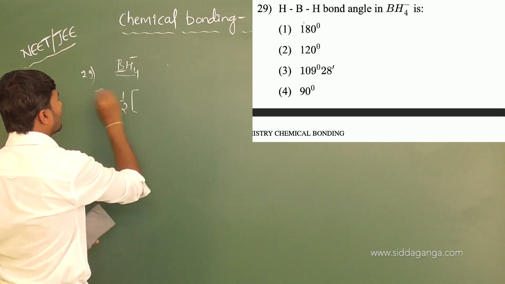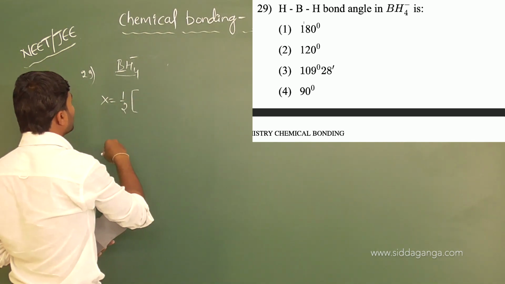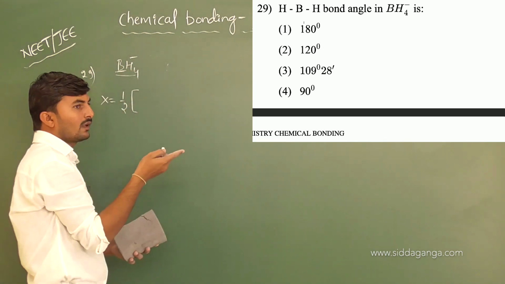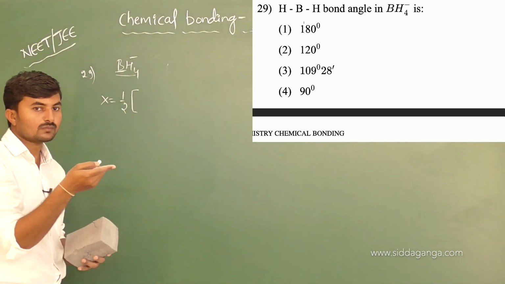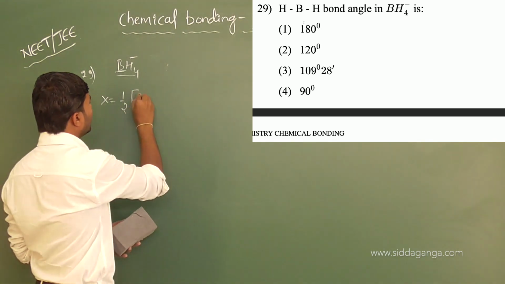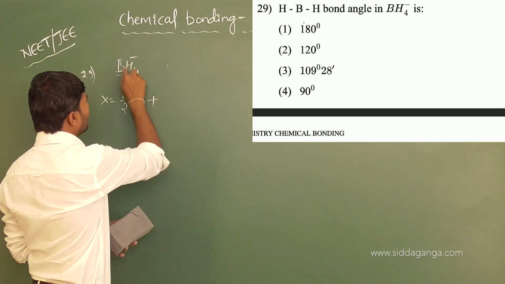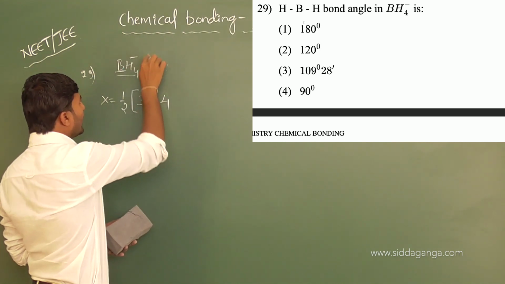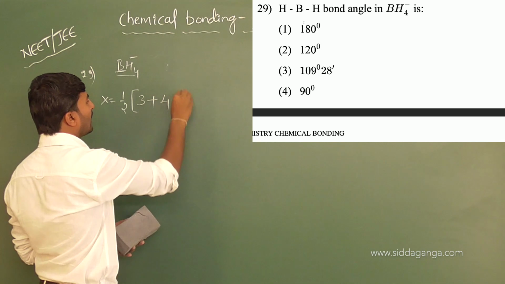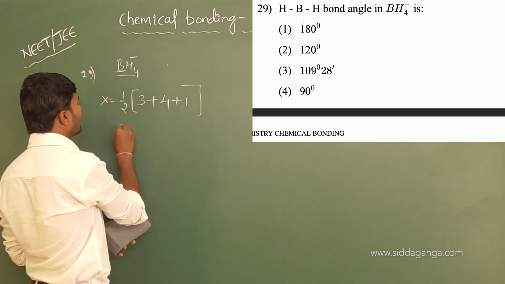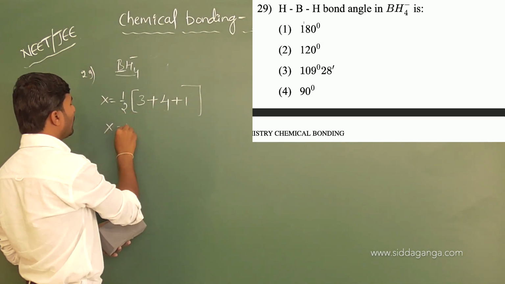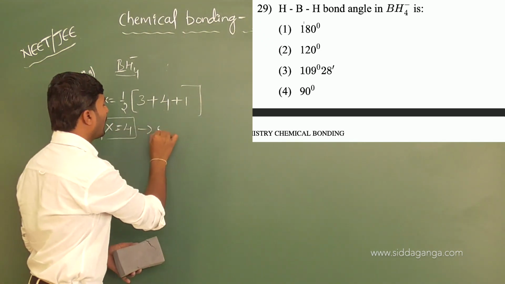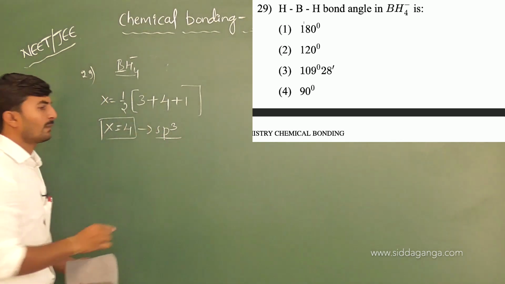How can we calculate the hybridization of the molecule? Here the central atom is boron. How many electrons does it have? It has 3 electrons, plus the number of monovalent atoms attached here, which is 4, plus the minus charge, which we have to add. So that is 5 plus 3, 8, and 8/2 is 4. Value of x is equal to 4. If the value of x is equal to 4, it should have sp3 hybridization.